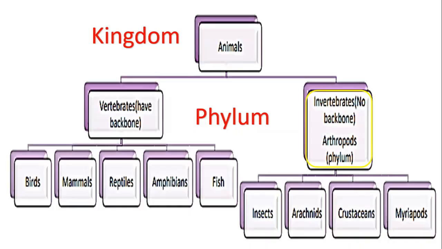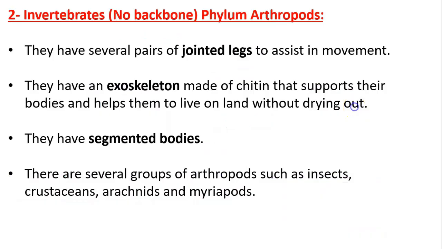We also call them arthropods. This phylum has some features in common. They have several paired legs, jointed legs. Jointed means they have joints in between. You know what's a joint? It's the place where two things meet. So their legs are jointed. Their legs have sections that meet at specific parts called joints.